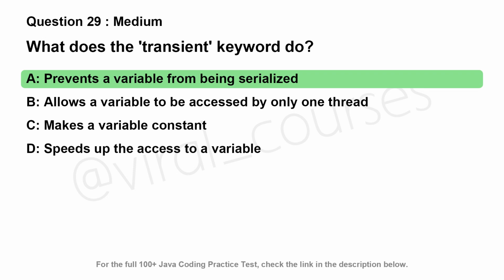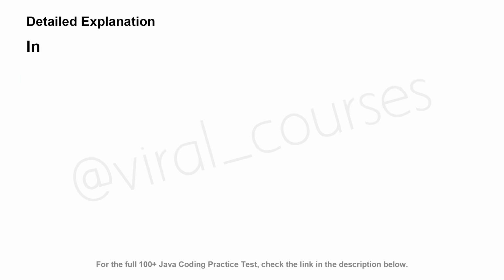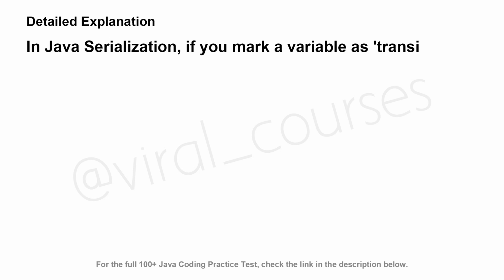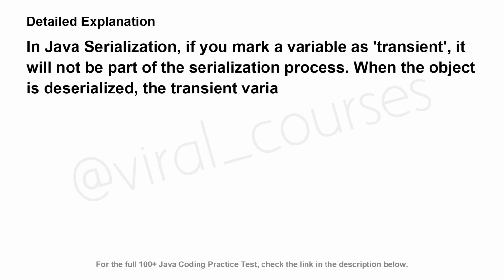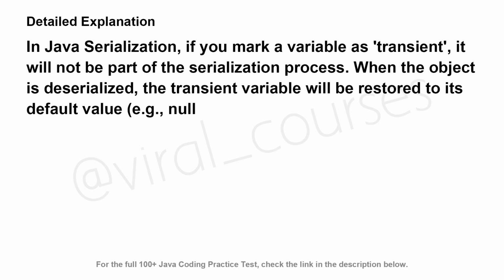The correct answer is A. In Java serialization, if you mark a variable as transient, it will not be part of the serialization process. When the object is deserialized, the transient variable will be restored to its default value, e.g., null for objects, 0 for ints.